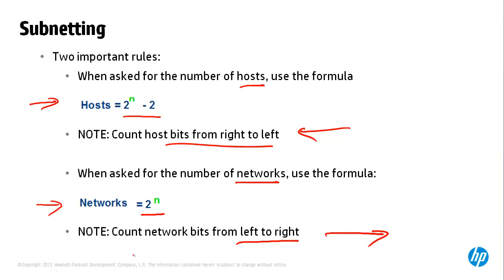The reason why we deduct 2 in the host formula is we need to allocate an address for the broadcast address and an address for the subnet address. Hence, you lose 2 addresses. The remaining addresses can be applied for hosts in that subnet. When working out the number of networks, you do not subtract 2 from the formula. Also, don't forget, hosts right to left, networks left to right.